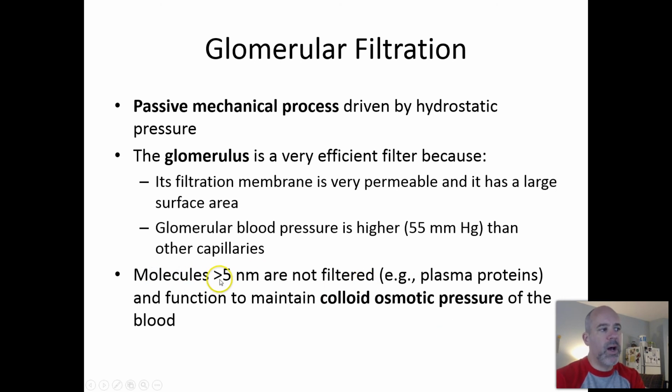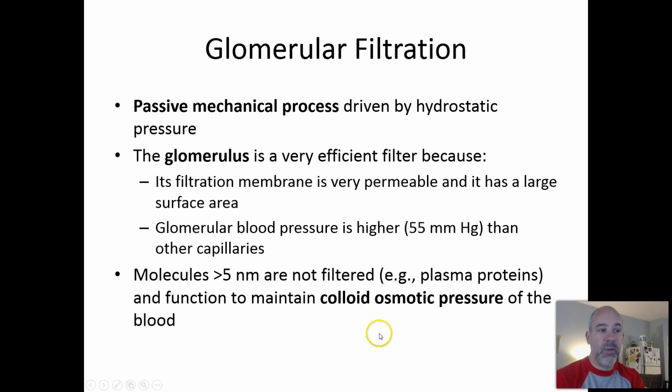All right, if you are a molecule that is greater than 5 nm, where nm stands for nanometers, and a nanometer is 1/1 billionth of a meter, and a meter is a little over 3 feet, then molecules that are bigger than that are not filtered as long as these structures in the kidneys are not damaged. And so that includes the proteins, these big organic molecules that are located in the blood.